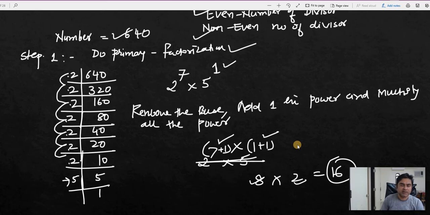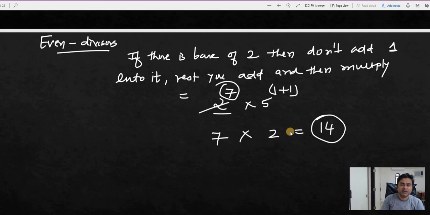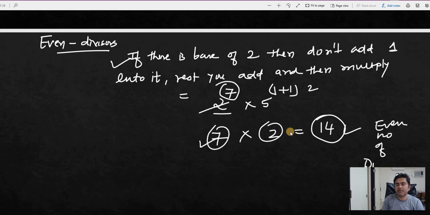Now you need to find out the even number of divisors. To find out the even number of divisors, the rule says that when the base is 2, whatever the power is given in the base 2 will remain as it is, and other than the base 2, you have to add 1 to the power. So 5 to the power 1 plus 1, it is 2. So 7 into 2, so there are 14 even divisors.